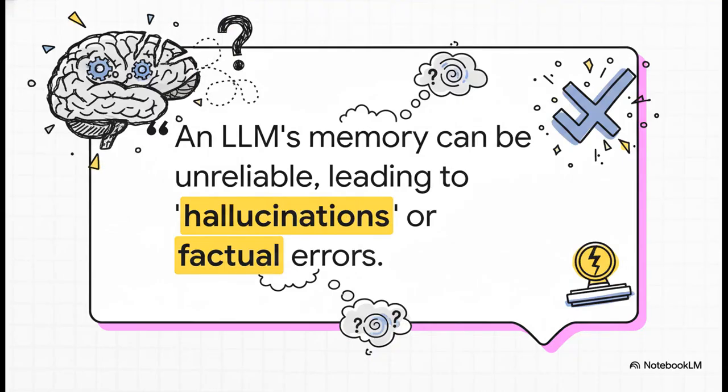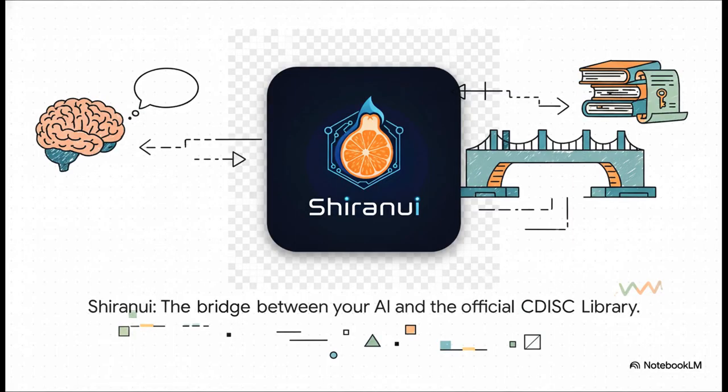And here's the catch. If you ask a standard large language model, an LLM, a very specific CDISC question, it might give you an answer that sounds incredibly confident, but is just flat out wrong. Maybe its training data is 6 months out of date, or maybe it just makes up a detail that sounds plausible. These are what we call hallucinations, and in a regulated environment like ours, they are a complete deal breaker. No way.